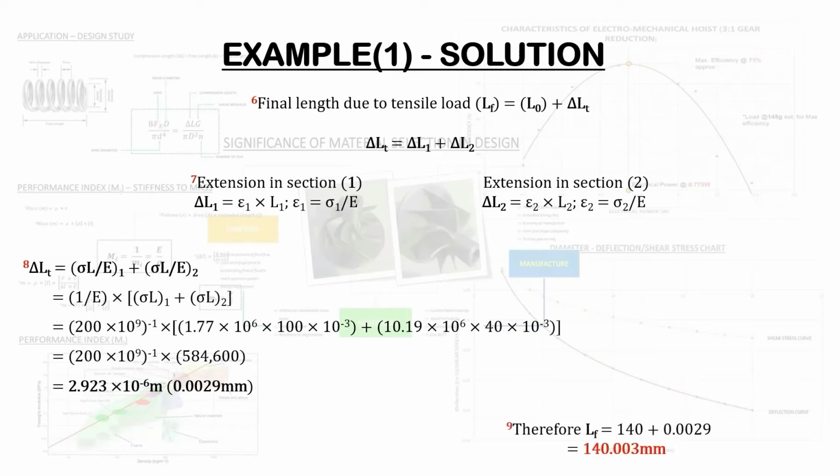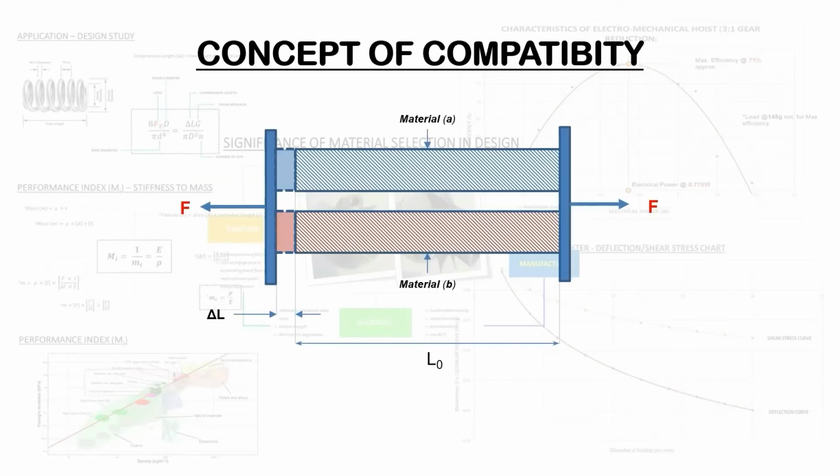So all that we have to do is then add it to the total original length. So the final length due to the 5 kilonewton force will be equal to 140. So that will be the 100 for section 1 plus 40 for section 2 plus the total extension, which is 0.0029, which gives a final result of 140.003. There we have it.